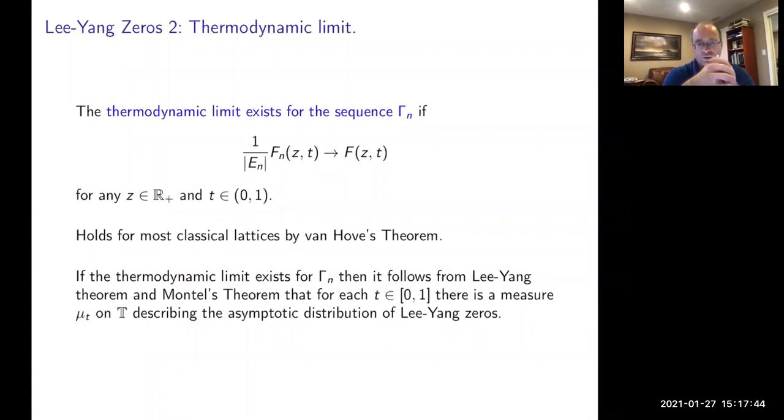So it's much more general, the situations where you can study the limiting measure of Lee-Yang zeros than where you can study the limiting measure of Fisher zeros, which is surprising because Lee-Yang zeros should be harder to study.